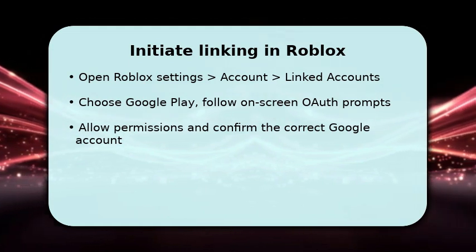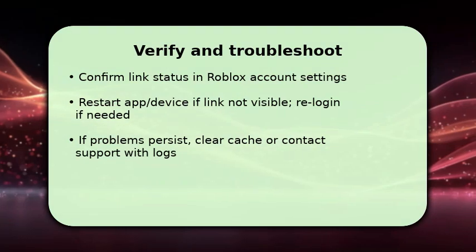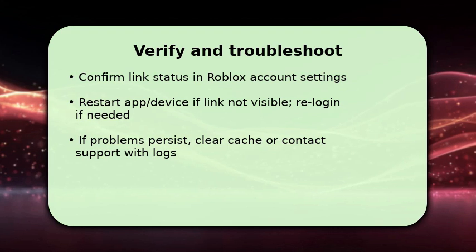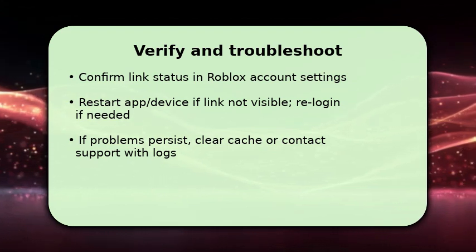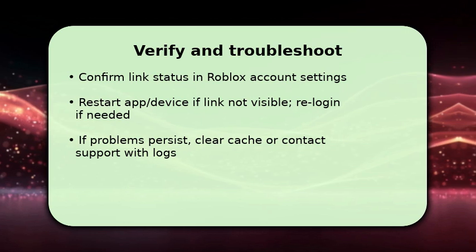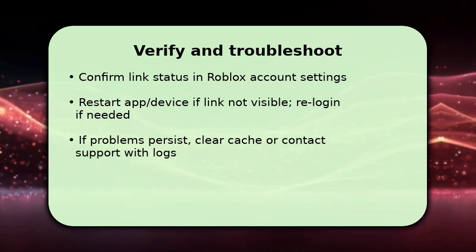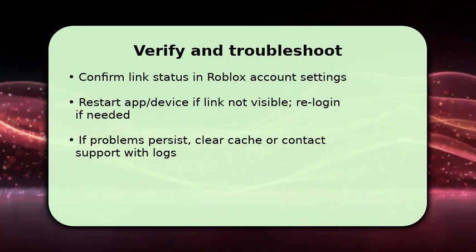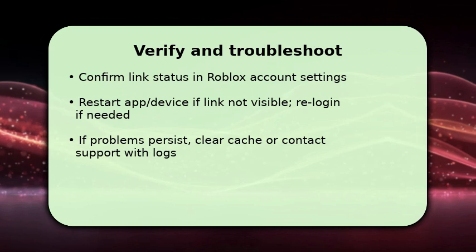You finish by verifying the connection. Return to account linked accounts and confirm Google Play shows as linked. If the link isn't visible, restart the Roblox app and your device, then sign in again. Transient tokens often refresh on reboot. If issues continue, clear the app cache or reinstall Roblox to remove corrupted session data.